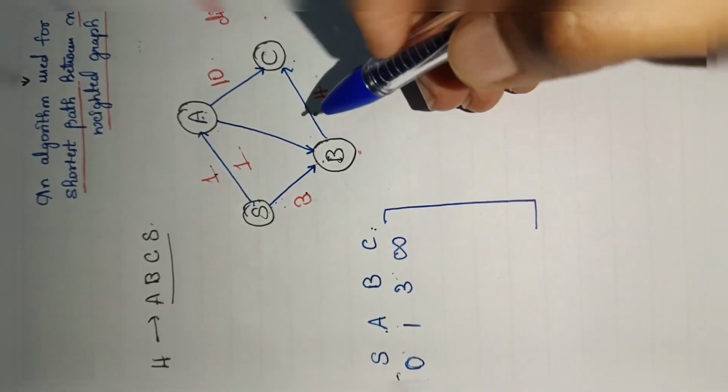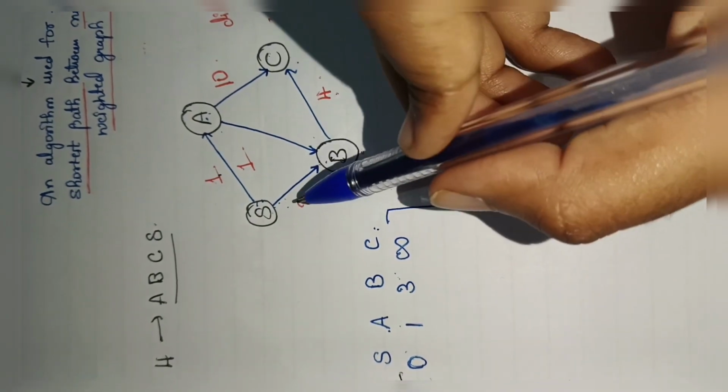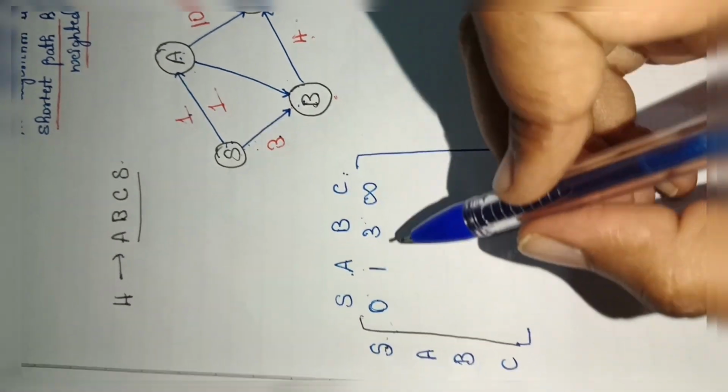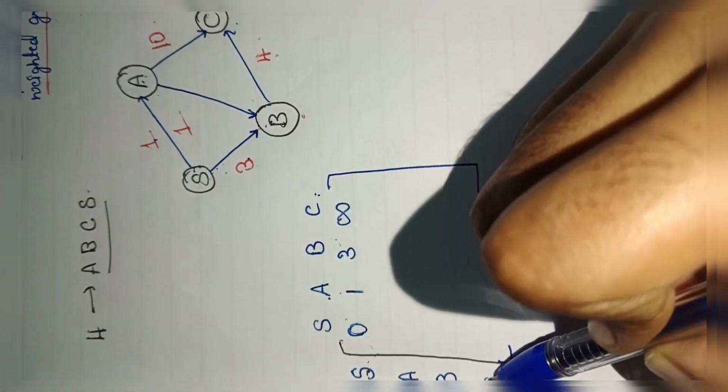But in C, it is directed. I mean, S is connected towards C, but it's not direct, so we are taking it as infinity. So now again we have to do all these same steps for all the three nodes.